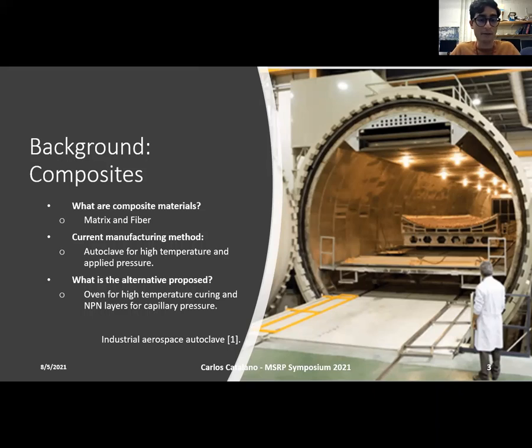The current manufacturing method is an autoclave, as we see here in this image. It's a big chamber for high temperature and applied pressure, and it's very costly and very resource intensive. And the alternative we propose is to use NPNs. So a lab oven for high temperature curing and NPNs for capillary pressure.